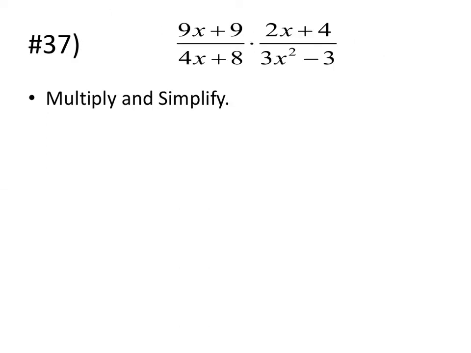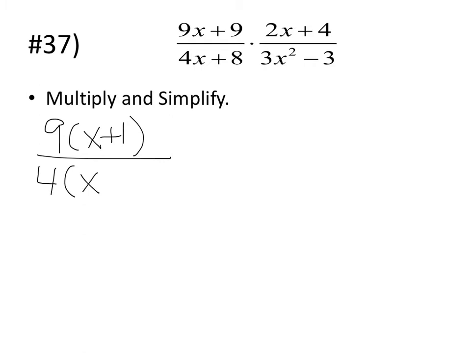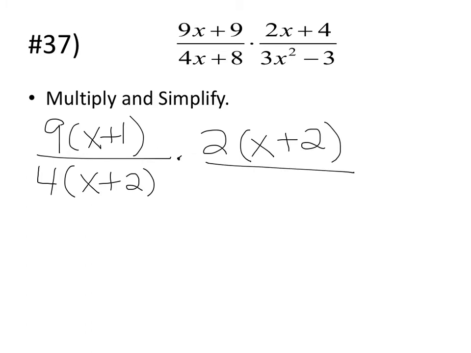All right, so on number 37, in this first piece here, we're just going to factor out a 9, which is going to leave us x plus 1. And then in this first denominator, we're just going to factor out a 4, which is going to leave us x plus 2. And then back here, we're going to factor out a 2 up here, which is going to leave me x plus 2. And then down here, we're going to factor out a 3, which is going to leave me x squared minus 1. But we're actually not done factoring because down here, this is difference of squares.